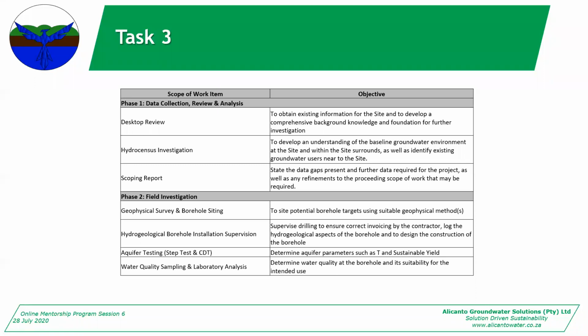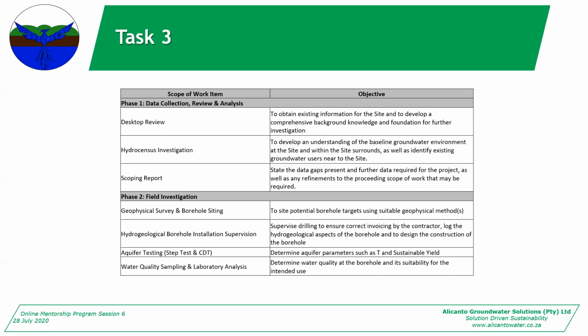Okay, so I use a phased approach. First phase would be your data collection, review, and analysis phase, comprised of your desktop review, which is to obtain existing information for the site and to develop a comprehensive background knowledge and a foundation for further investigation. Next, we do a hydrocensus investigation to develop an understanding of your baseline groundwater environment at the site and within the site surrounds, and also to identify existing groundwater users near the site that might be impacted on by your abstraction.